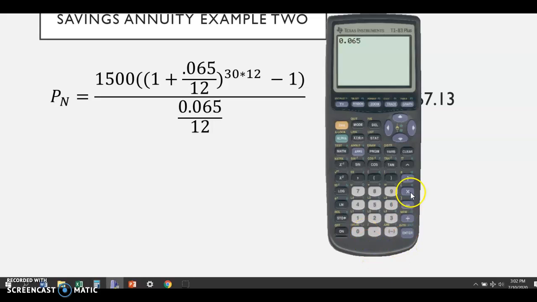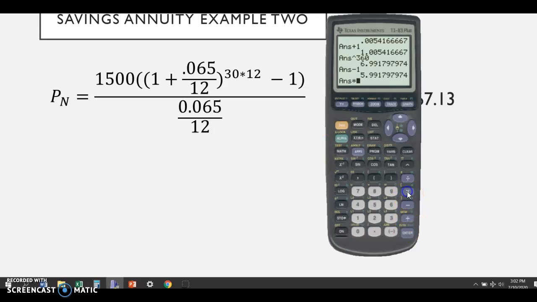0.065, and I divide that by 12. I add on 1, did everything in the parentheses, the first set of parentheses. I'm going to raise that to the 360th power. That's 30 times 12 there. And then I'm going to subtract the 1, not multiply by 1,500 yet.